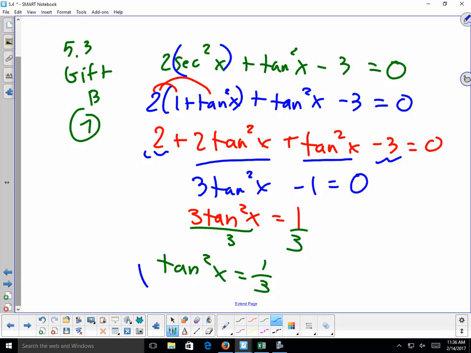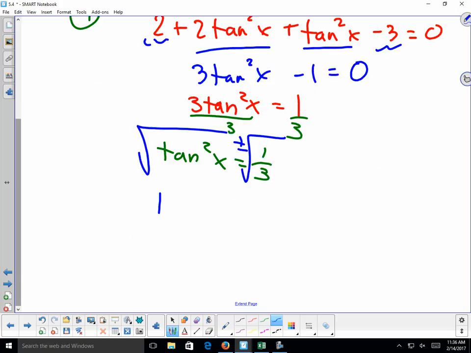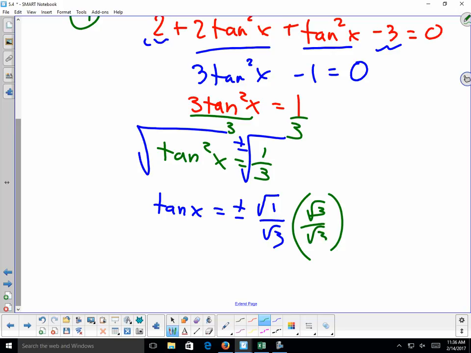Did you take the square root of both sides? Did you remember the plus or minus? So we've got tangent x equaling plus or minus square root of 1 over square root of 3. But I'm going to multiply that by square root of 3 over square root of 3. So I end up getting plus or minus square root of 3 over 3. Is that correct? So then we're looking at our unit circle. Where on our unit circle is the tangent equal to square root of 3 over 3?